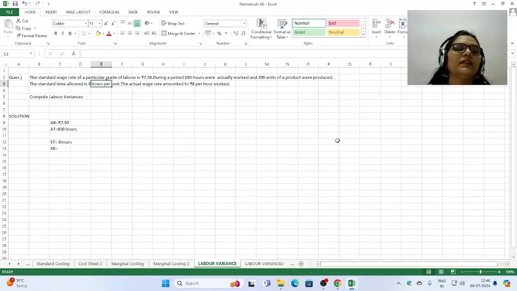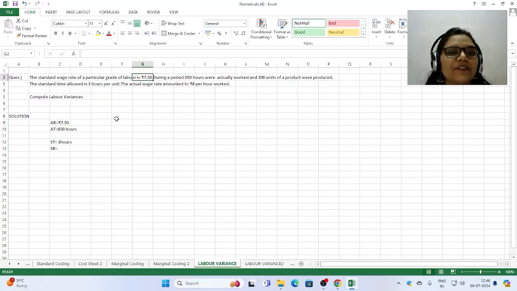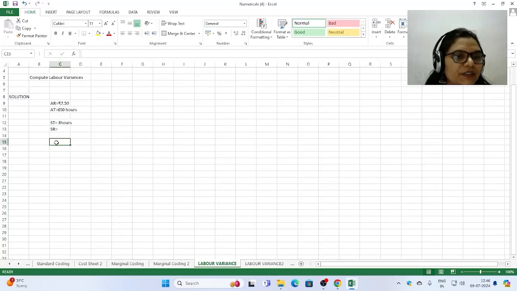The question given to us is: the standard wage rate of a particular grade of labor is rupees 7.50. During a period, 650 hours were actually worked and 200 units of a product were produced. The standard time allowed is 3 hours per unit. The actual wage rate amounted to rupees 8 per hour worked. Compute labor variances. Actual time given to us is 650 and we need to calculate standard wages.